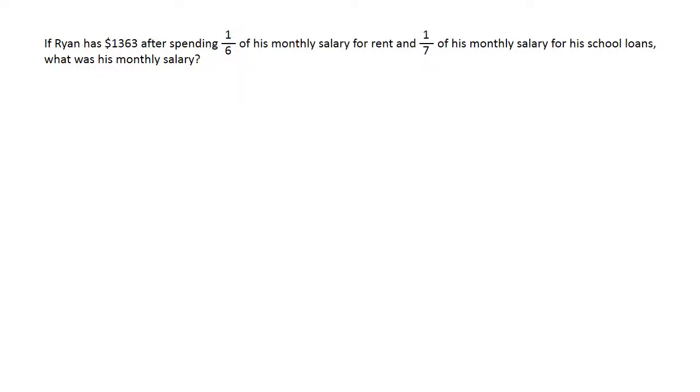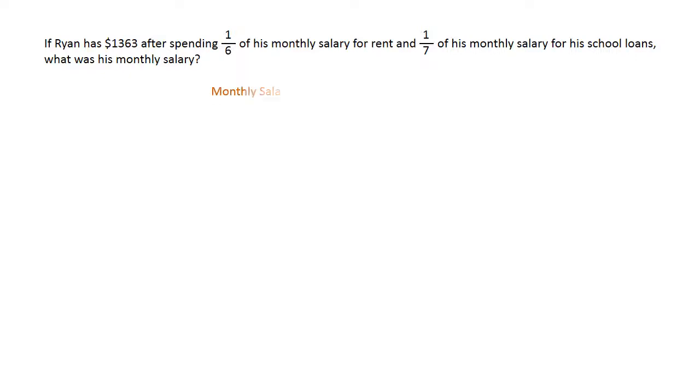In this problem, we're going to write and solve a rational equation to solve the problem. So the first thing we want to do is read the problem, kind of get an idea in your head what's going on in this problem. It looks like Ryan has a certain amount of money left over after spending part of his salary on rent and another part of his salary on school loans. And then the question is asking for the original monthly salary.